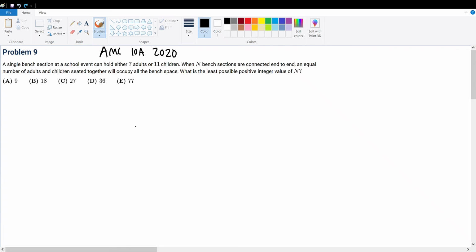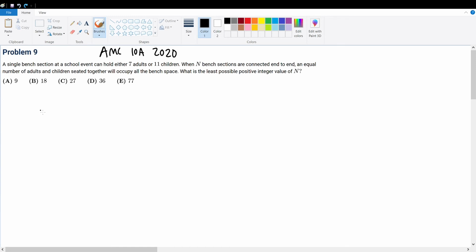AMC 10A 2020 Problem 9. A single bench section at a school event can hold either 7 adults or 11 children. When n bench sections are connected into n, an equal number of adults and children seated together will occupy all the bench space. What is the least possible integer value of n?